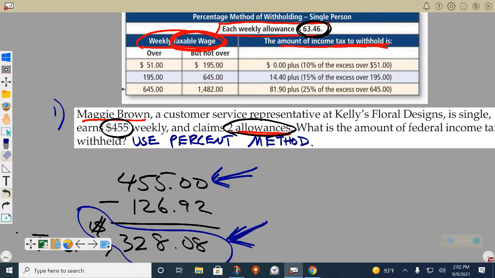So we found the taxable wage. Now, where does Maggie fall in this table? 328.08, she falls right here. So what's the chunk that federal income tax can take? They're going to take $14.40 plus 15% of whatever's over $195.